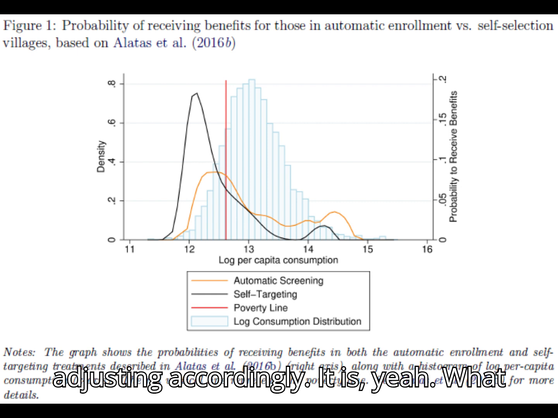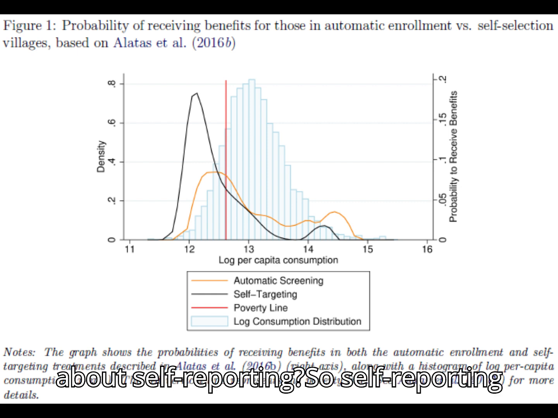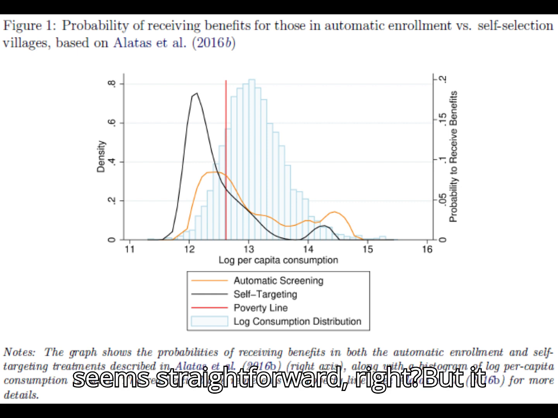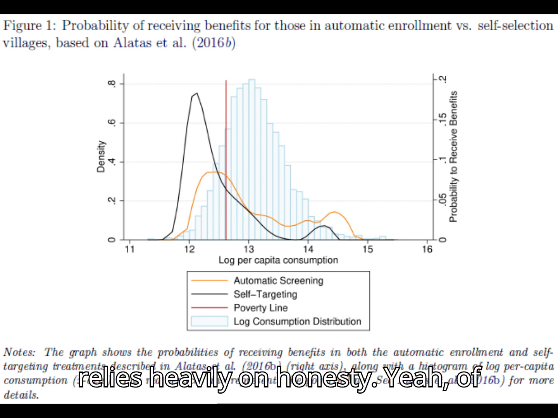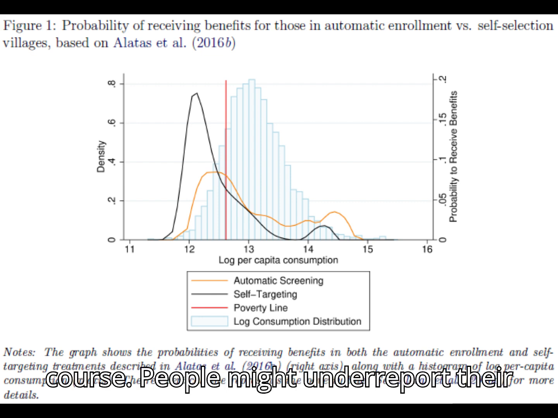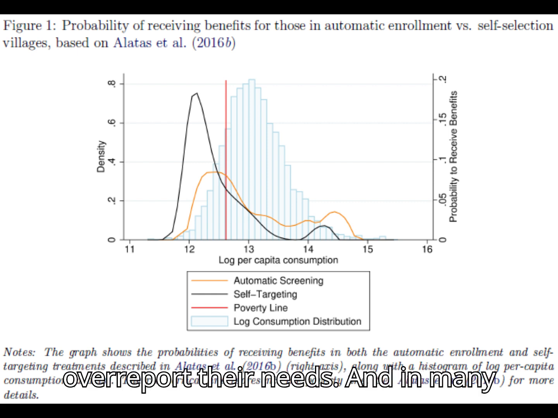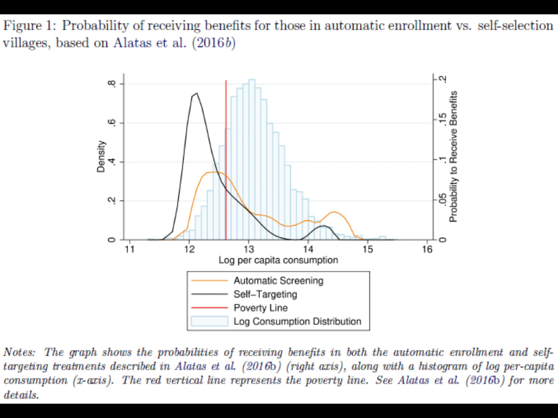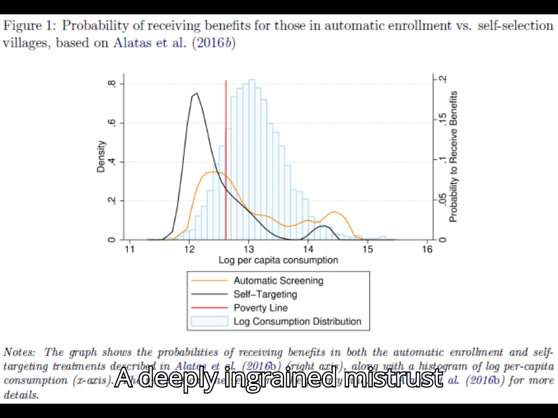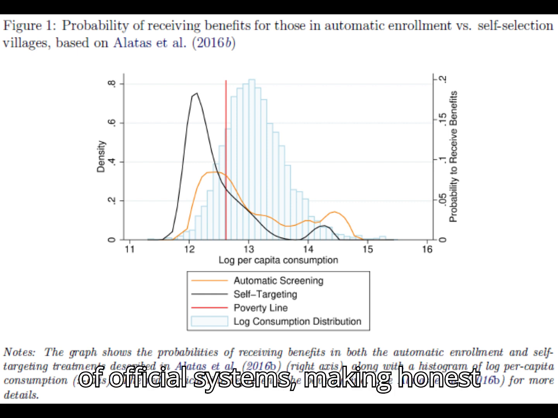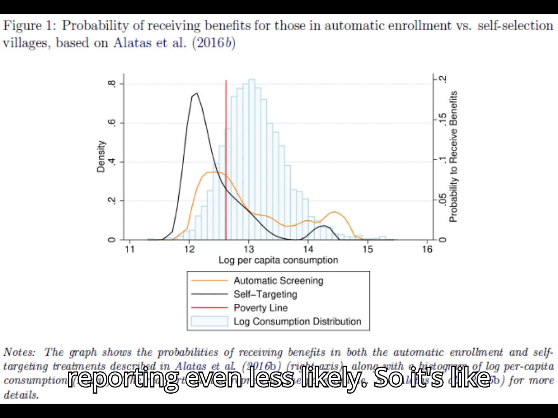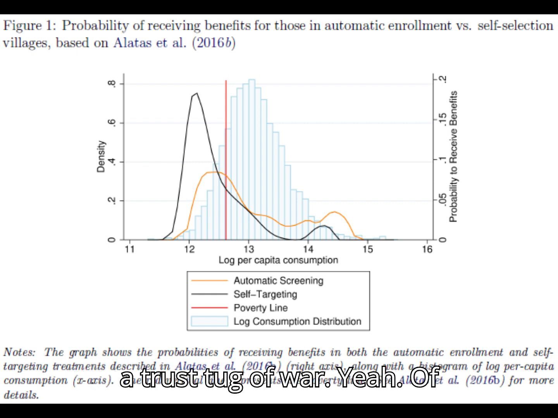What about self-reporting? Self-reporting seems straightforward, but it relies heavily on honesty. Of course, people might underreport their income to qualify for aid or overreport their needs. And in many developing countries, there's a deeply ingrained mistrust of official systems, making honest reporting even less likely. So it's like a trust tug of war.